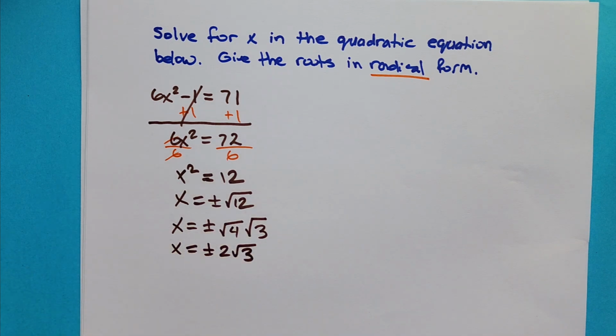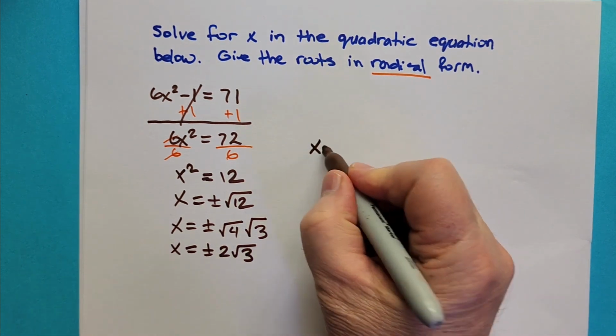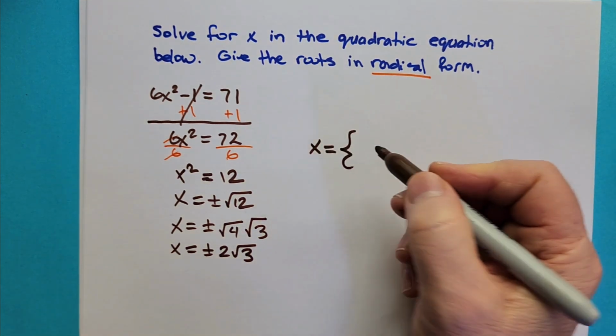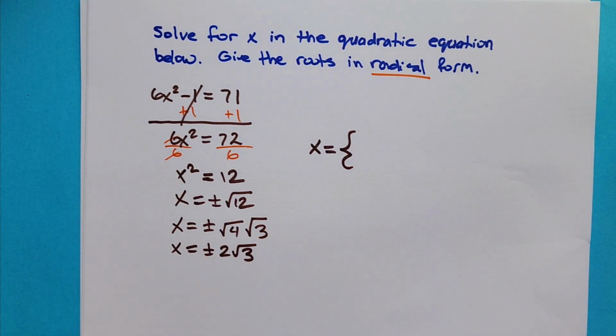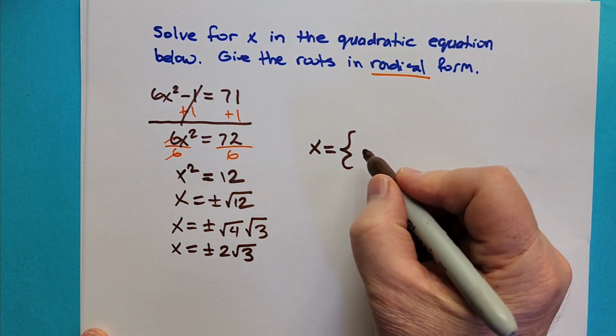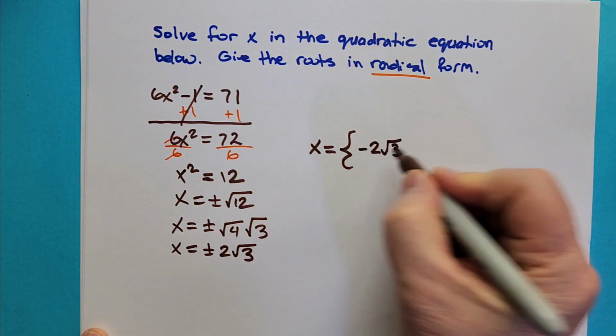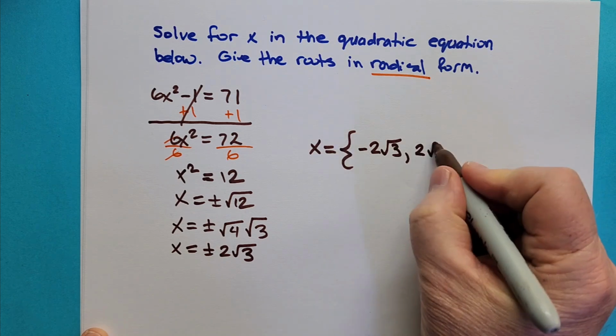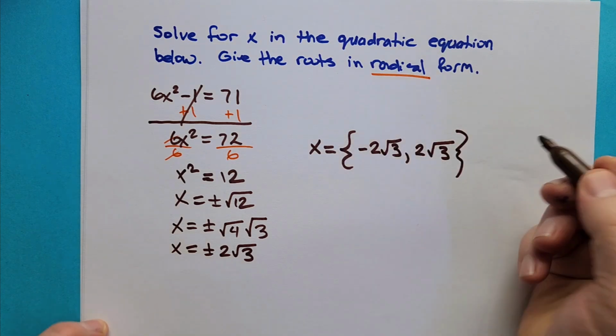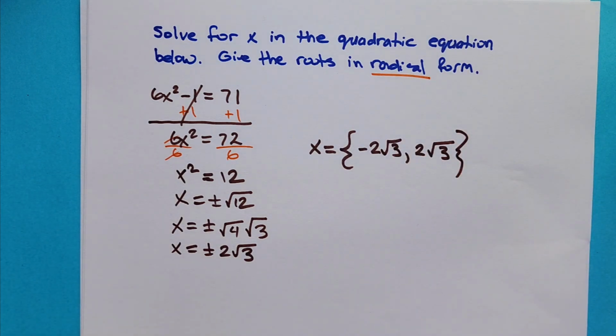Now on this one, I'm going to go ahead and write out the solution set as a list. So x is equal to, and then we'll use the braces. Now let's use what we call set roster notation. So we put the roots in order, so the negative 2 root 3 would go first, and then the positive version of that goes second. And there's our solution set.